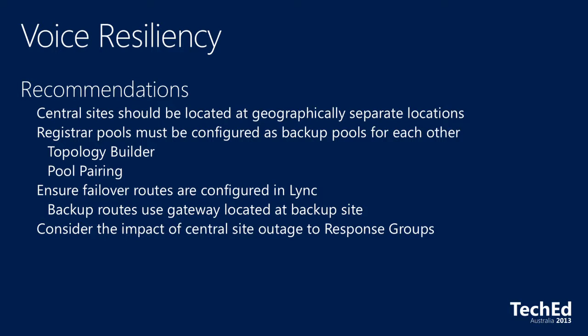So I've got some general recommendations here. When you're looking at Lync, we want to make sure those central sites are geographically separate locations. No point having them sitting side by side. Registrar pools should be configured as backup pools for each other. So from Topology Builder, and that's going to be in another session on HADR, we configure those pools or SBAs in a pool to be failover registrars for each other. And from a voice routing perspective, we want to configure our voice routes to have more than one route. We go to our local gateway, and if we can't get to it, then we try another gateway located at a different site.